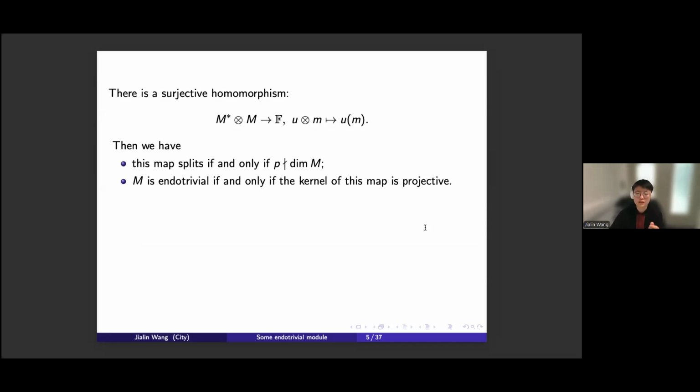I should also point out that in the module category of a group algebra, the projective modules and the injective modules are the same.